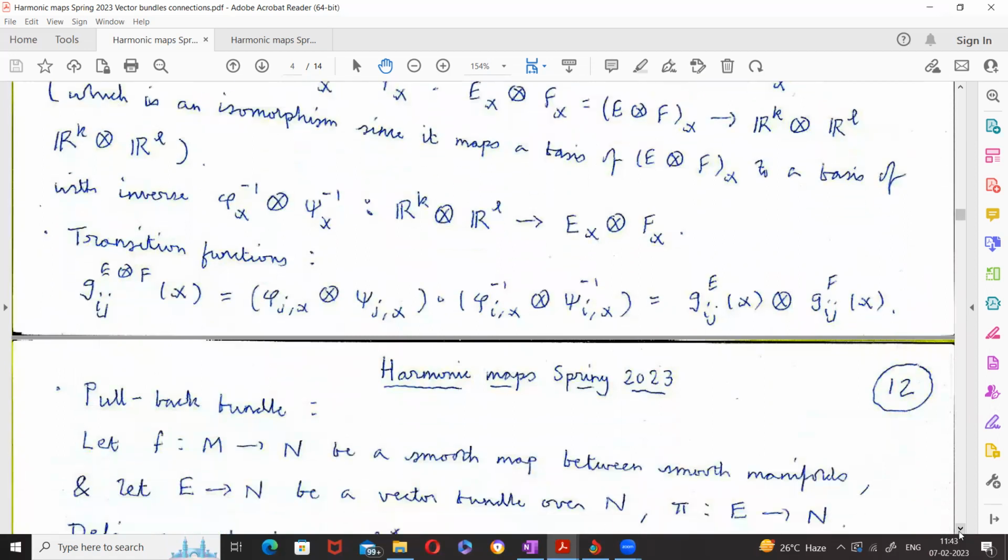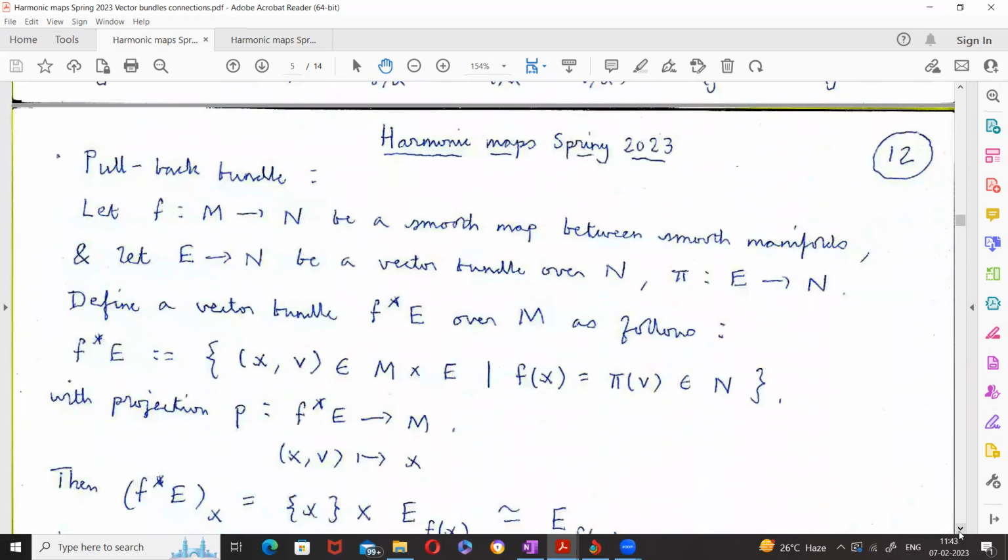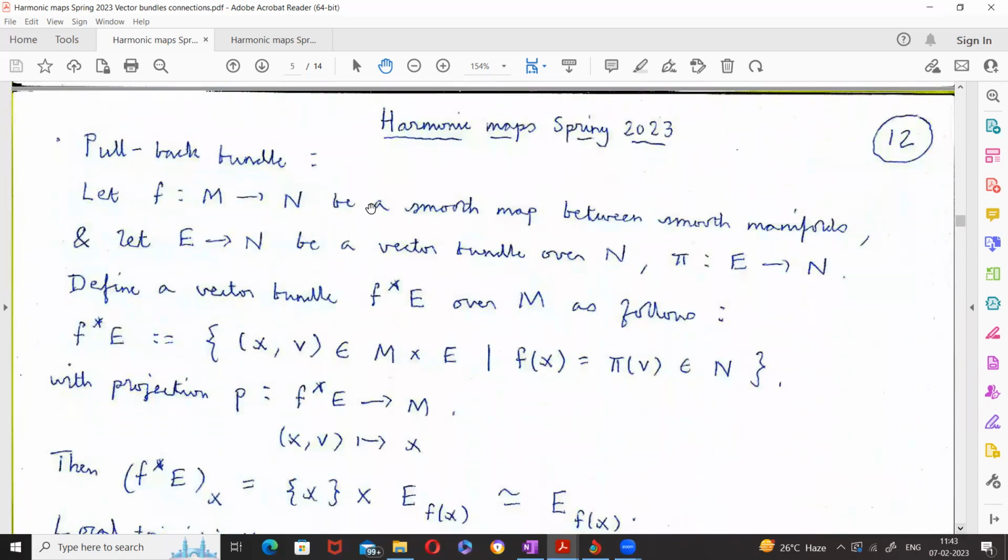And now we need another bundle which will be useful for us, which is called the pullback bundle. It is defined as follows. Suppose F from M to N is a smooth map between smooth manifolds M and N, and let E be a vector bundle over the target manifold N, with the projection pi from E to N. Then we can define a vector bundle called the pullback bundle of E under F, F upper star E. This will be a vector bundle over M.